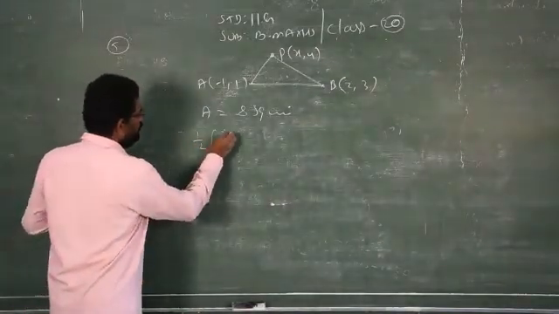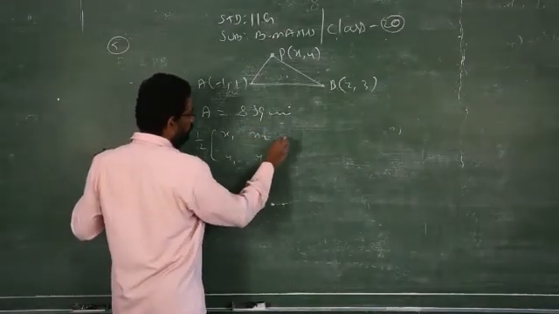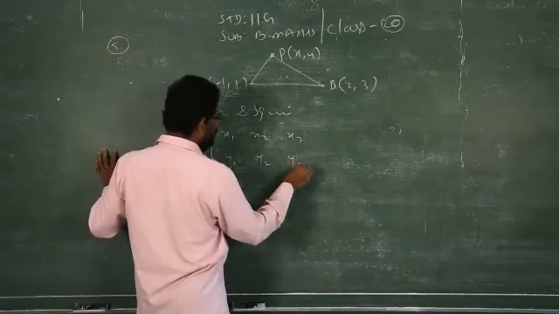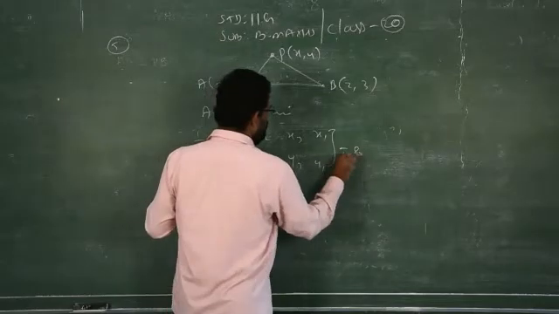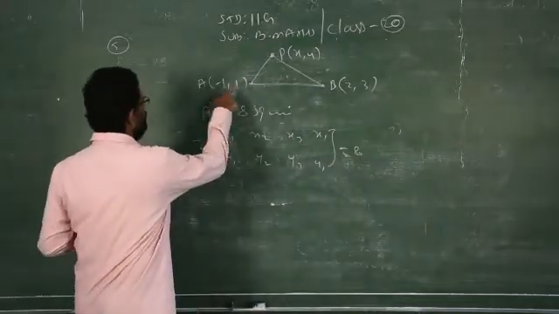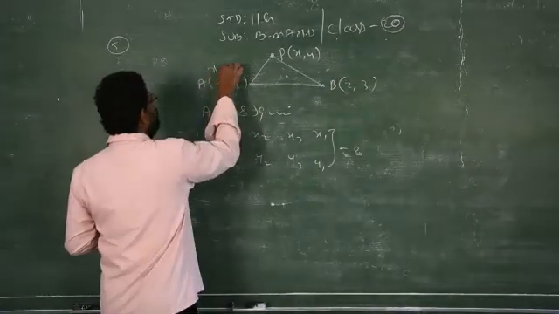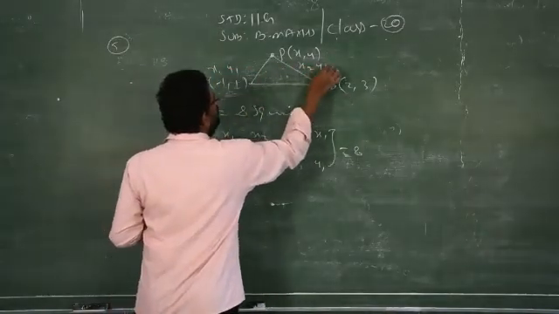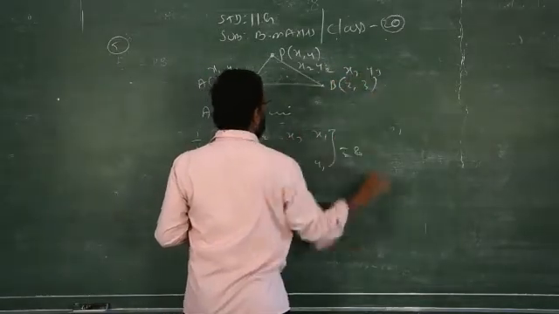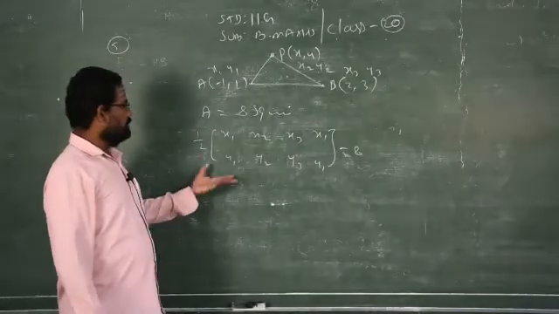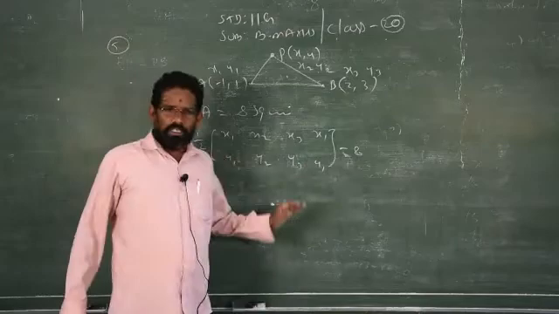Half into the determinant of x1, y1, x2, y2, x3, y3, and this is equal to 8. So you take x1, y1, x2, y2, x3, y3. Just substitute and simplify, and you will get the answer. You transfer 1 by 2 to the right-hand side, and it becomes 8. This is one formula.